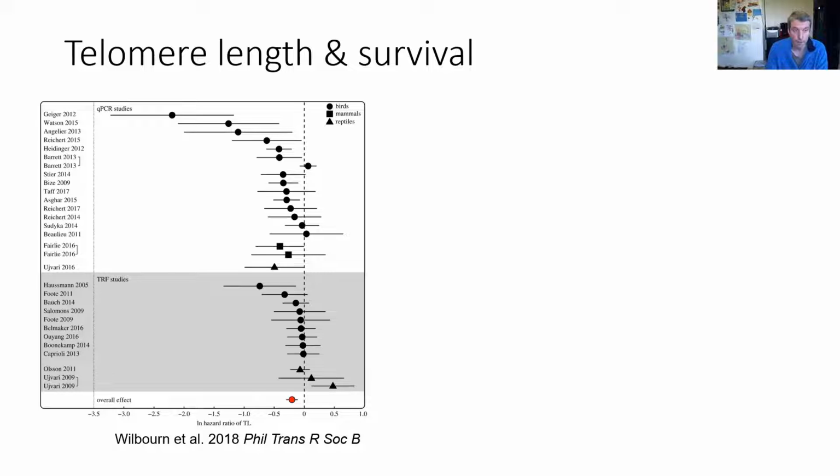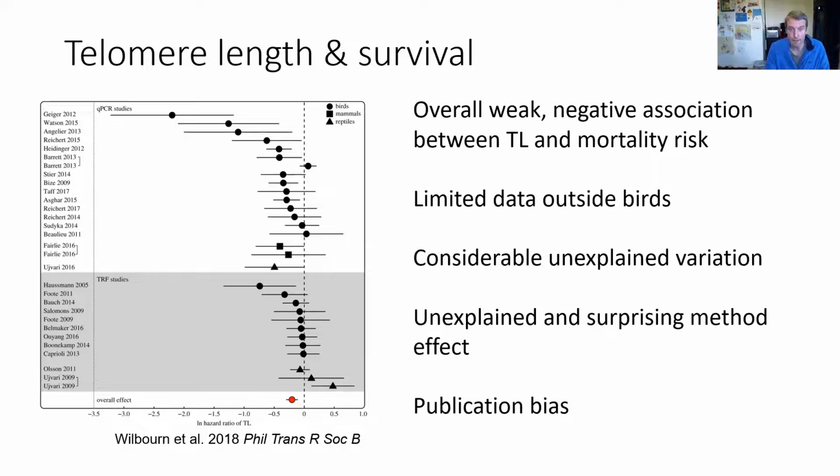Overall, across these studies, we did find a weak association in the expected direction between telomere length and mortality risk. So individuals with shorter telomeres had increased mortality risk, lower survival probability. But you can see that there is a really quite dramatic spread of estimates across these different studies in this forest plot. You can also see, if you look at the number of studies there that aren't circles, that's birds, that there's very limited data outside of birds at this point anyway.